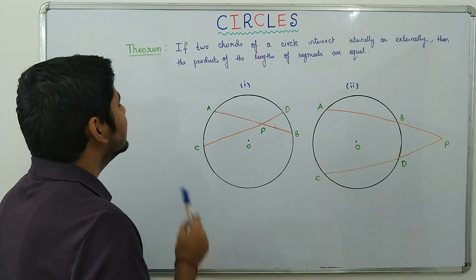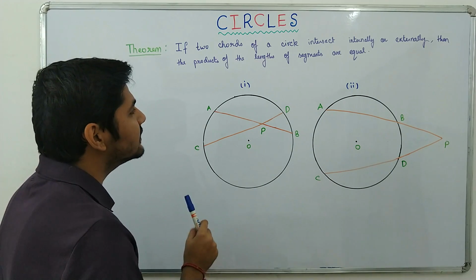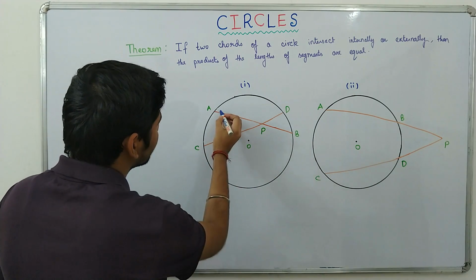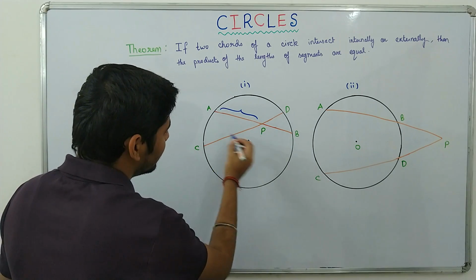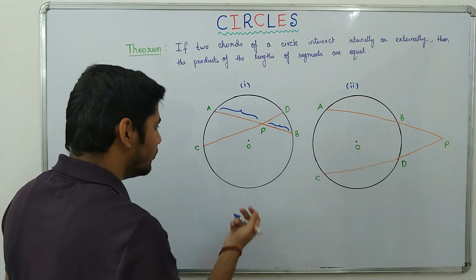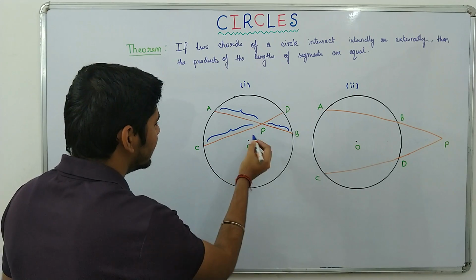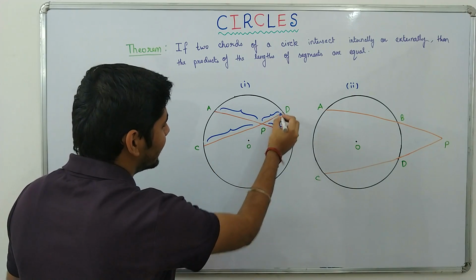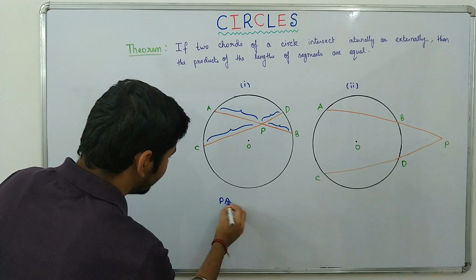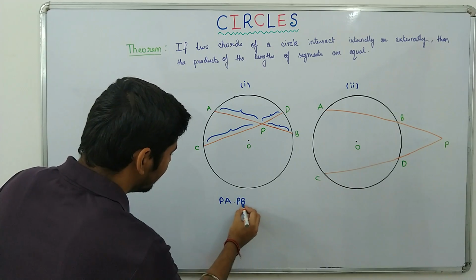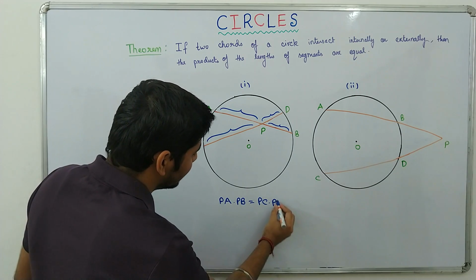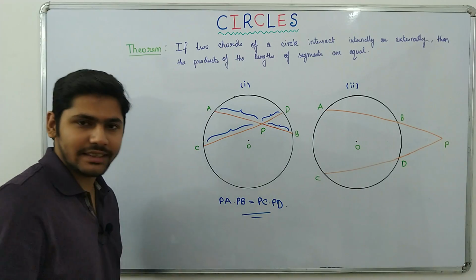Now the theorem says the products of the lengths of segments are equal. We can see for chord AB we get two segments. First of all this one, which is PA, and secondly this one, which is PB. For chord CD we have two segments. First is this, that is PC, and the second is this, that is PD. So according to the theorem we will have the length of PA into the length of PB will be equal to the length of PC into the length of PD. So this is what this theorem is saying.